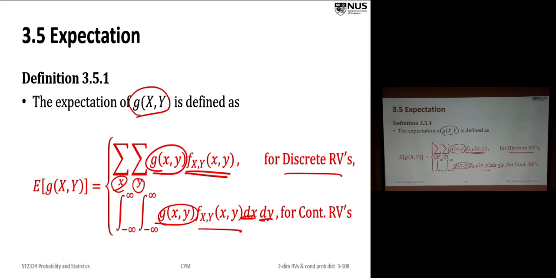But it doesn't matter. If you consider dy dx, you should get the same answer. But it depends on the joint PDF as well as the g(x,y). So sometimes a particular order may have an easy way to work with. All right.